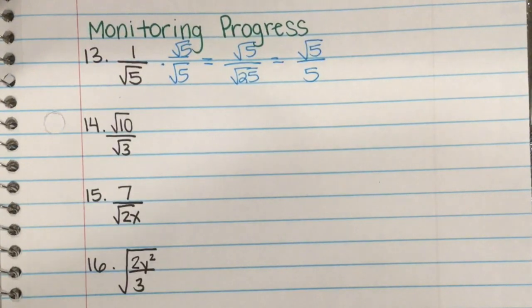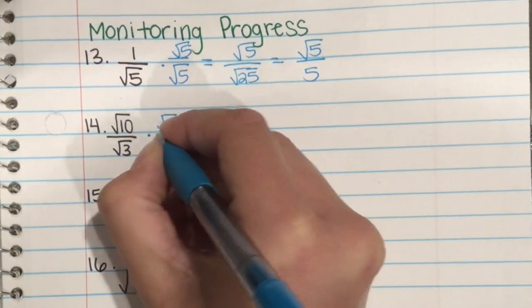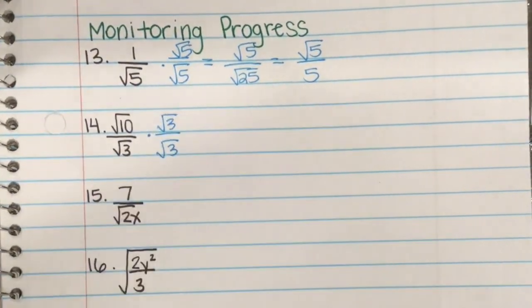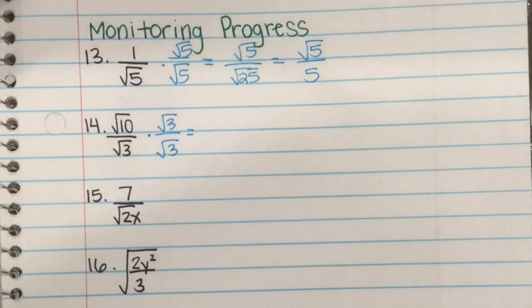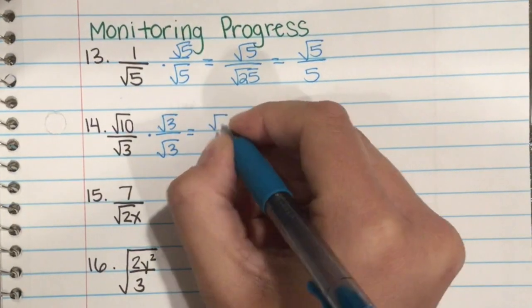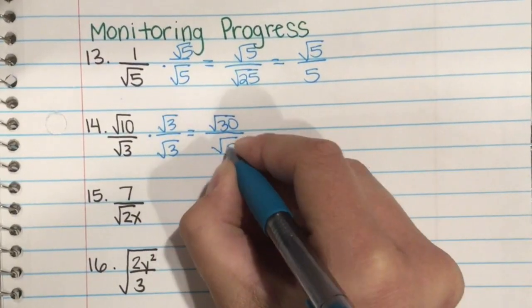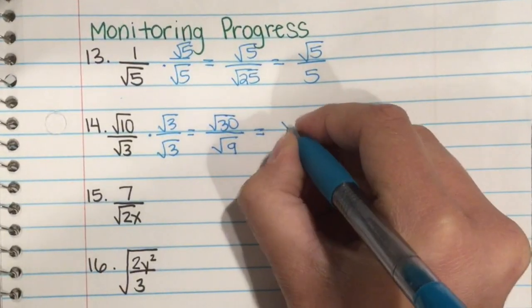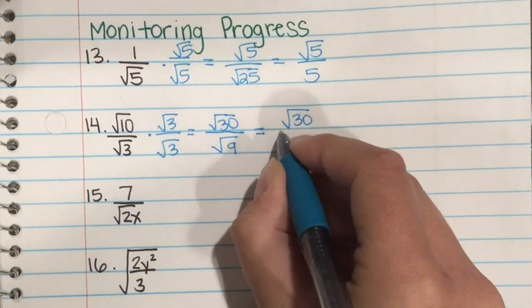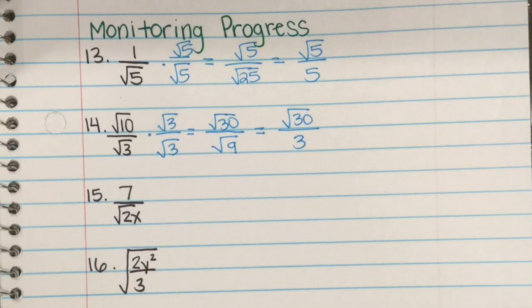In number 14, I have the square root of 10 divided by the square root of 3. So I'm going to go ahead and multiply the numerator and the denominator by the square root of 3 to remove and rationalize the denominator. In the numerator, I now have the square root of 30. In the denominator, I now have the square root of 9. There's nothing I can simplify on the top, so the top stays the same. The numerator is the square root of 30, and the denominator simplifies to 3.